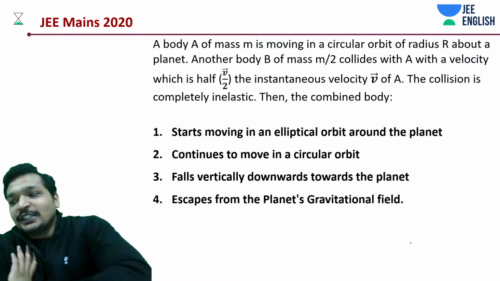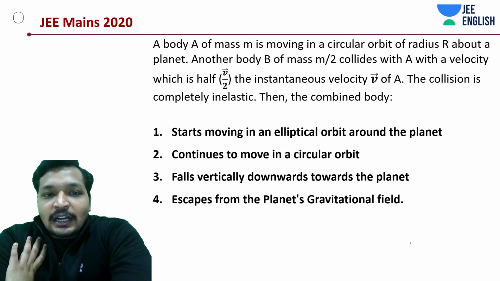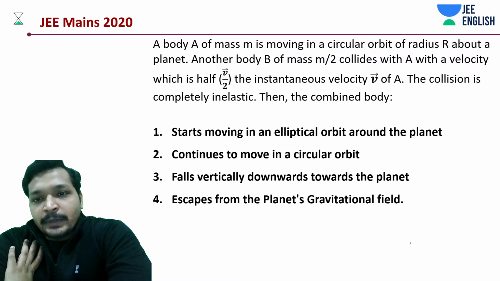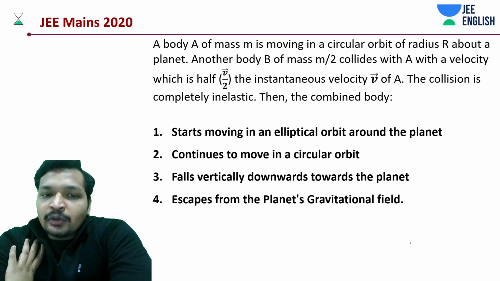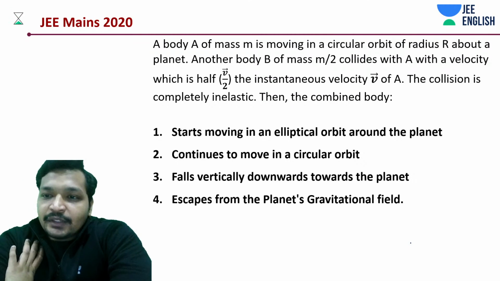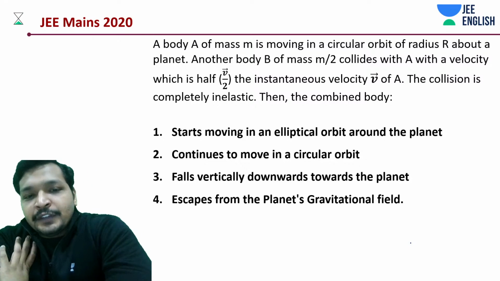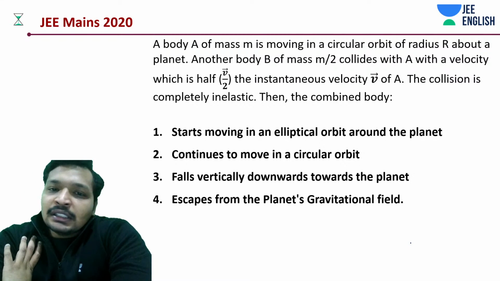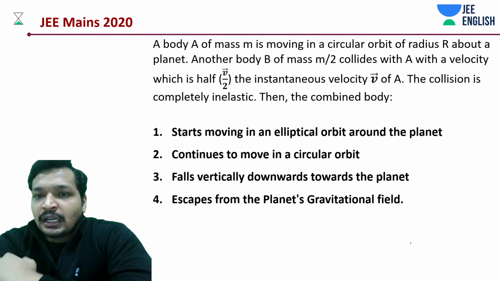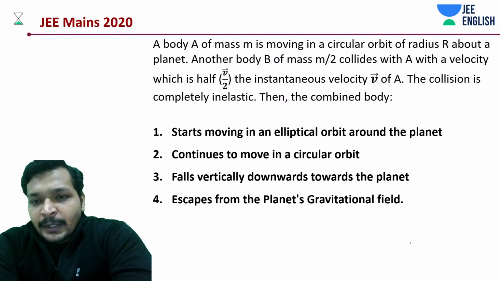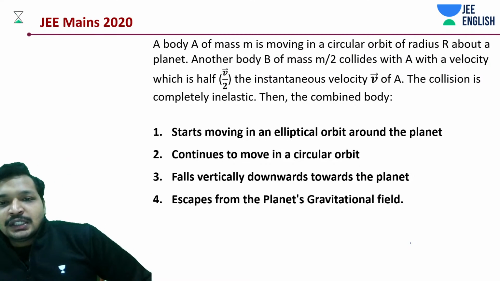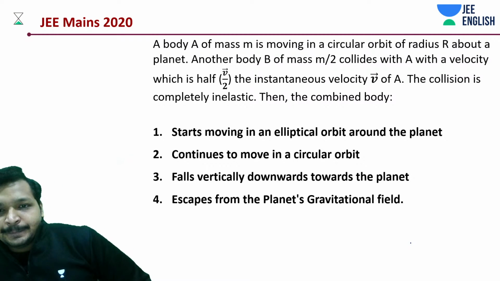Okay, now we have this very interesting question. So what is happening in this question? A body A of mass m is moving in a circular orbit of radius r about a planet. Another body B of mass m by 2 collides with A with a velocity that is half of it, and half of it in which direction? The direction of the instantaneous velocity of mass A, that is rotating around this circular orbit. Now, it's kind of a gravitational question, but to an extent it's not even a gravitational question.